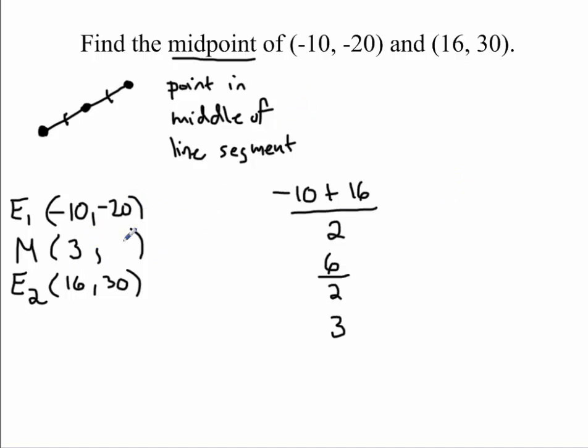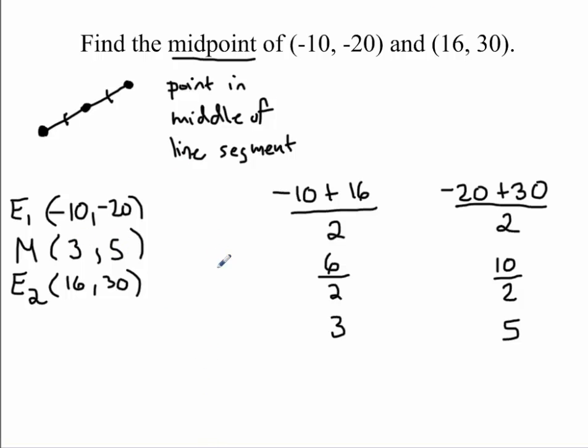And then I repeat that for the y values. Let me figure out what is the middle of these 2 numbers. So I have to find the average of -20 and 30. I add those 2 numbers together, divide by 2, and then I simplify. -20 plus 30, I get 10 over 2, and this reduces to 5. So that is the y value of my point. And I can see the midpoint of these 2 given points is 3, 5.